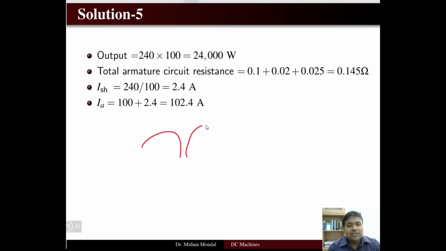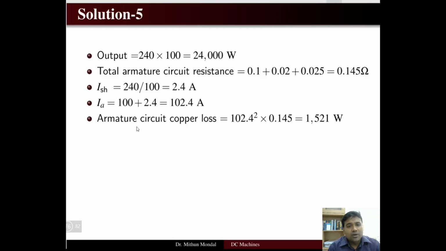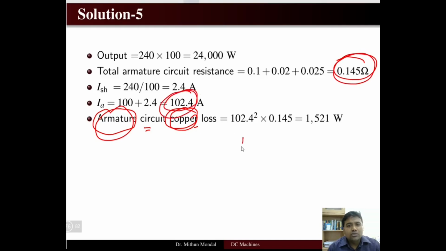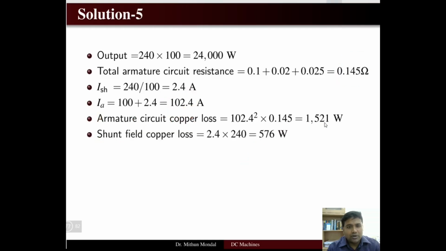Armature current again will be divided into two categories. You apply the KCL equation. One is shunt current plus the load current will give you the armature current. So 100 ampere and 2.4 ampere, that is the load current plus the shunt current, will give you 102.4 ampere as the armature current. What is the armature circuit copper loss? So copper loss in the armature. You have been given the total resistance as 0.145 and the current is 102.4. So Ia squared multiplied by Ra total. So you will get 1521 watt as the total armature circuit copper loss.